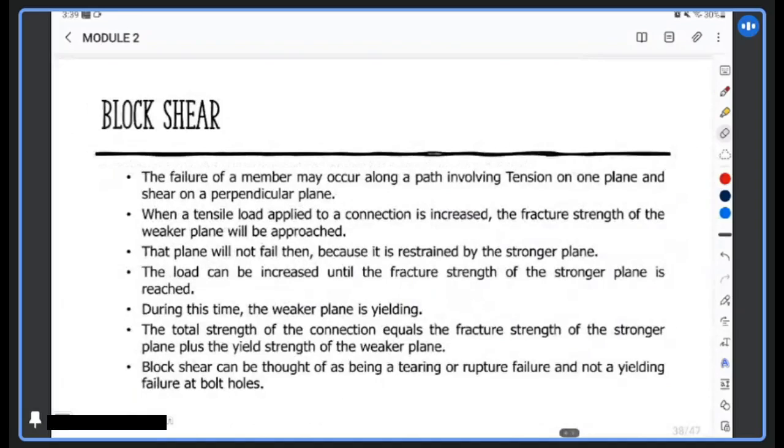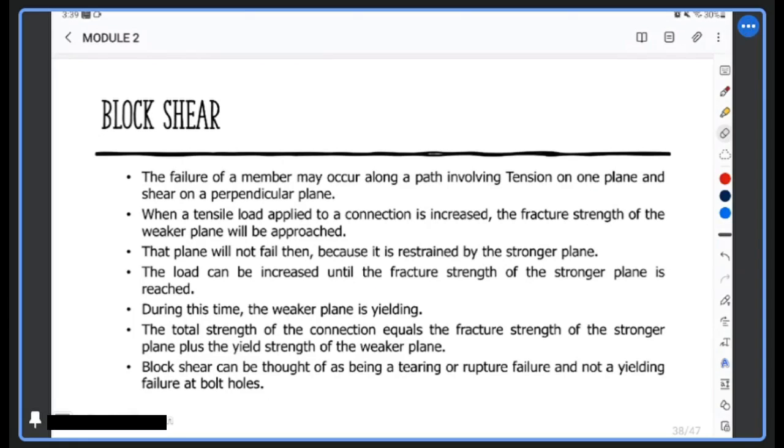So that plane will not fail then. No? The fracture strength of the weaker plane will be approached. That plane will not fail then because it is restrained by the stronger one. Tama yon. No? Yung unang mag-fail will not basically fail first or hindi muna siya mag-fail because of the capacity ng isang plane. The load can then be increased until the fracture strength of the stronger plane is reached. During this time, the weaker plane is yielding.